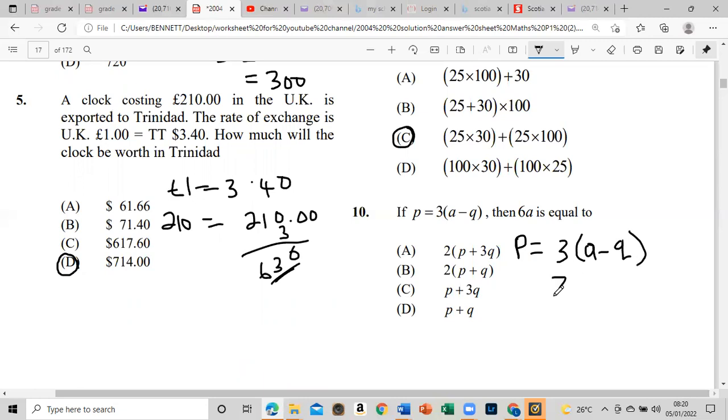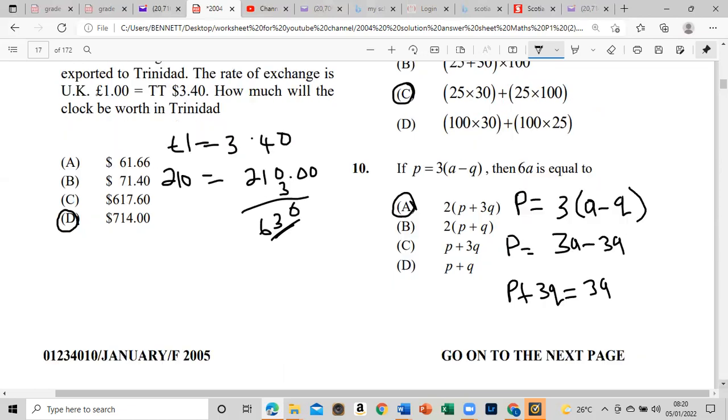So it's 3a minus 3q. So we are solving basically for 3a. So we add 3q to both sides. Now 6a is double 3a, so it means that it will be 2 times this. If 3a is equal to this, 6a would be double. And that would be a very nice question. Very interesting. I like it.